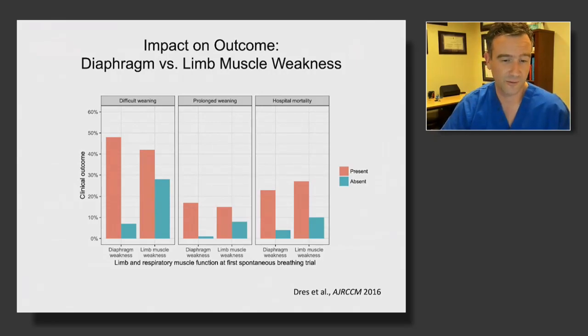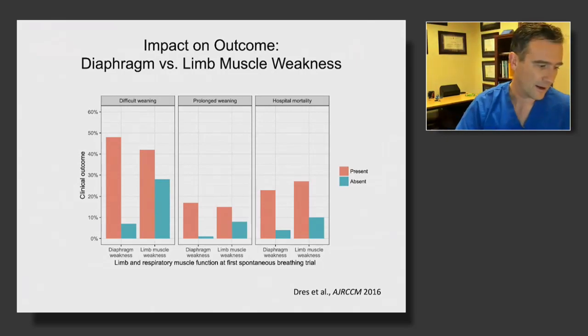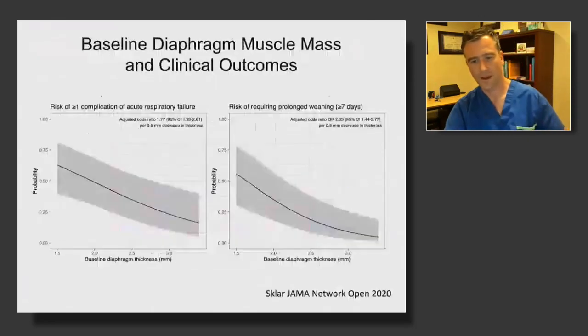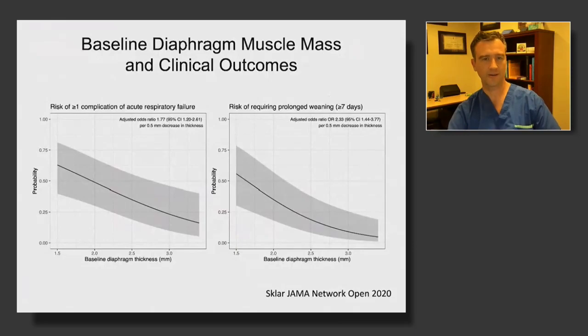This association was much weaker for the limb muscles. In fact, it wasn't significant. So this reinforces the idea that the diaphragm is a key determinant of your ability to be liberated from the ventilator, and that if you end up getting stuck on the ventilator, then your risk of dying in hospital is much larger. We also recently published some data that interestingly show that the thickness of your diaphragm at the time of being admitted to the ICU actually strongly predicts your ability to get off the ventilator. So this is the diaphragm thickness on the x-axis measured within 36 hours of being admitted to the ICU.